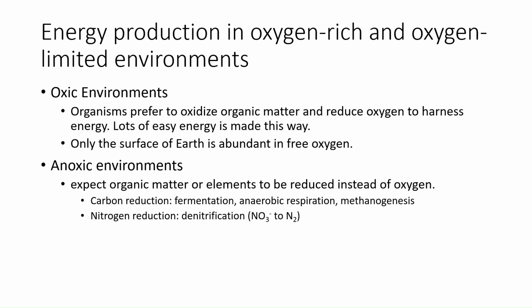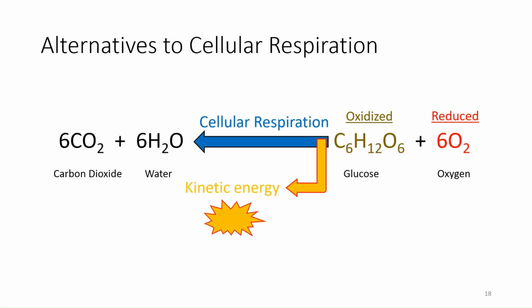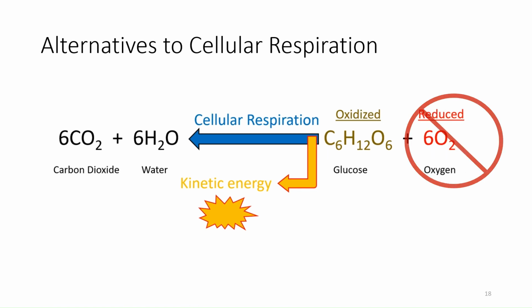We can replace oxygen with other compounds as well. So we can take nitrate, NO3, and use that as an oxidizing agent instead of oxygen. And we can do it with sulfur reduction as well. We can take sulfate, or SO4, and convert it to hydrogen sulfide or elemental sulfur instead of using oxygen. And so, this typical equation that we see for cellular respiration, when oxygen is not present, we have to find other things to replace it with in the presence of glucose.